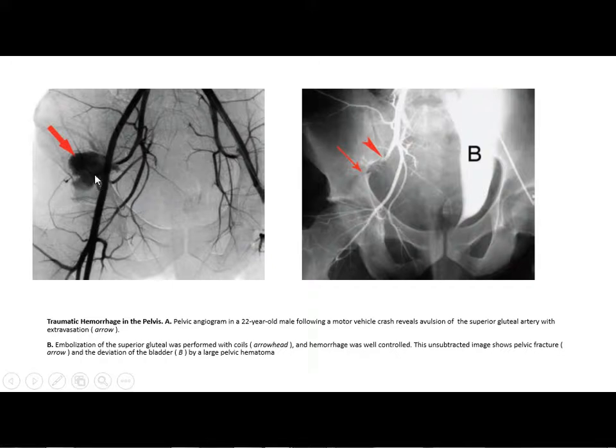This is the hemorrhage from the branch of the superior gluteal artery. Okay, and at this site, the embolic agent was placed, embolization. After injection, there is hemorrhage control. No bleeding. The fracture is evident.